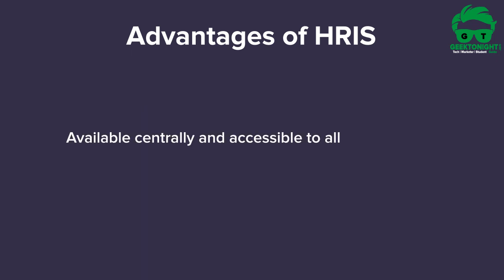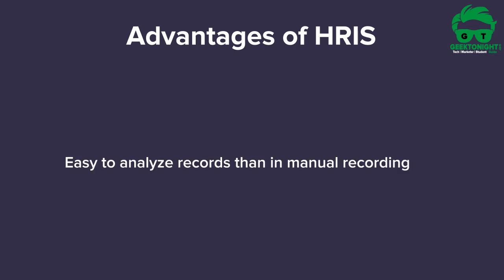The second one is available centrally and accessible to all. HRIS is a computerized package that records, stores, manipulates, and communicates the information with increased capacity with access to many others. It is stored centrally in the main system, which is linked to other users that can access it as per their requirements. And the third one is easy to analyze records than in manual recording. HRIS makes it easy and convenient to analyze all the records of the employees.